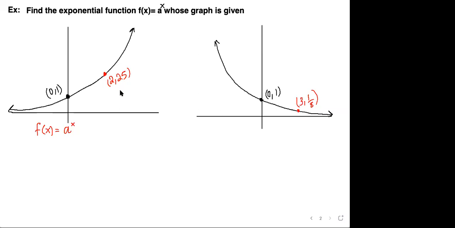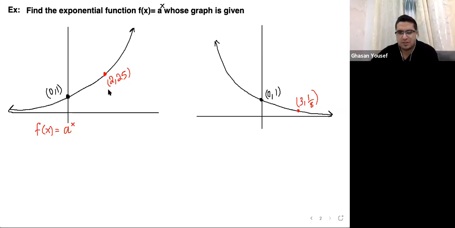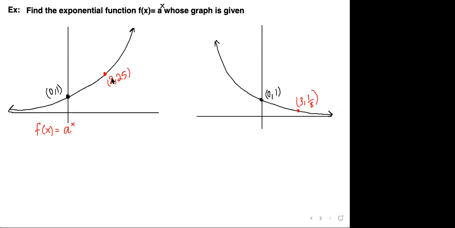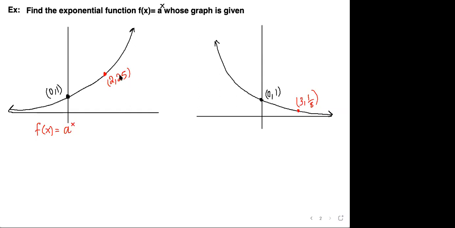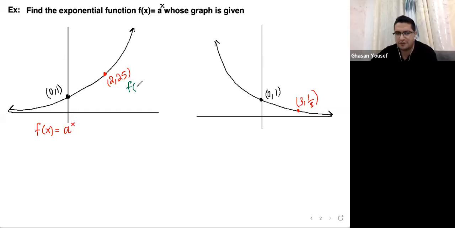Can you use the slope? The slope will not help me for the exponential function. But what if I use this point? How can I use this point, do you think? What is f of 2? F of 2 would be 25. Yes, exactly. F of 2 equal 25.